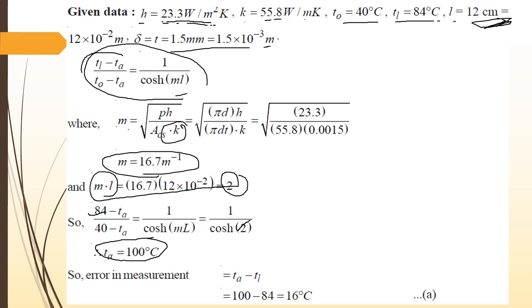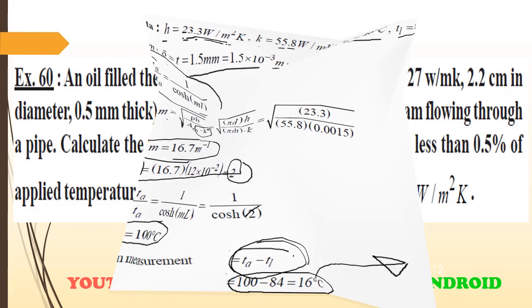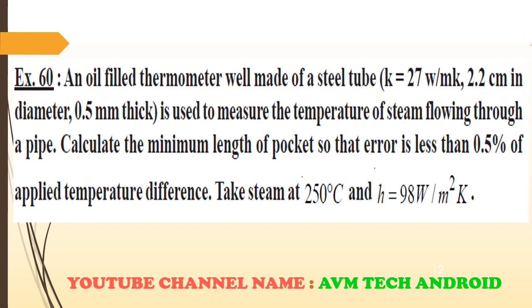So the error in the measurement is TA minus TL, that is 100 minus 84, that is 16 degrees Celsius. So friend, you can see the error in the temperature measurement is about 16 degrees Celsius. This is very important to find out what the observed error is, and we can easily find it and see how we have to minimize it.